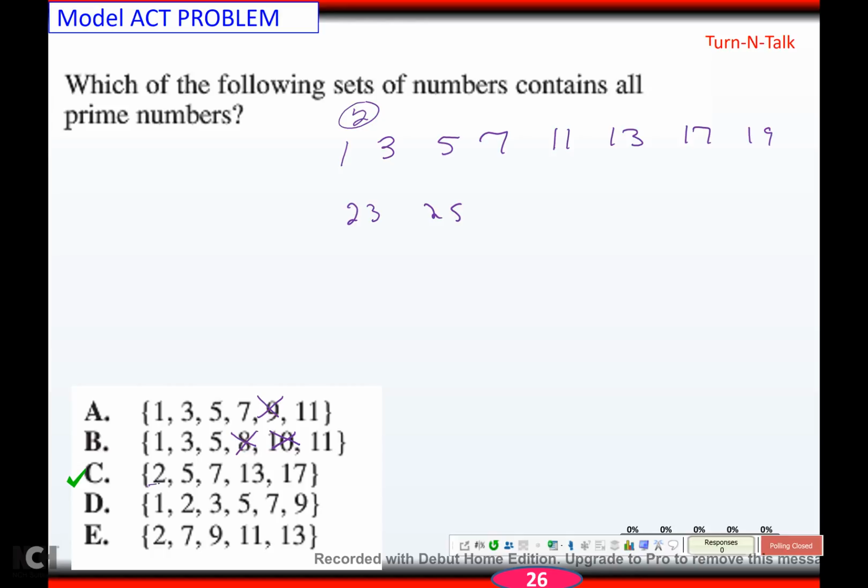2 is prime. 5 is prime. 7 is prime. 13 is prime. Those are all prime. In this one, again, 9 is not prime. And again, in this one, 9 is not prime. Just because it's odd doesn't mean that it's prime. So the answer would be C.